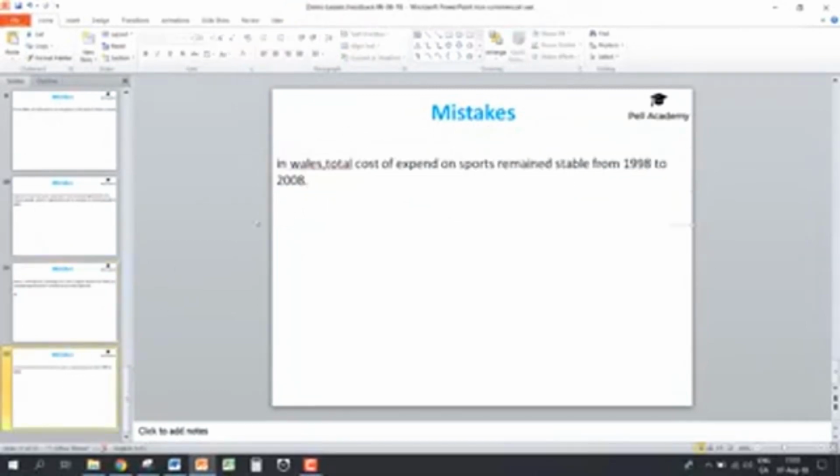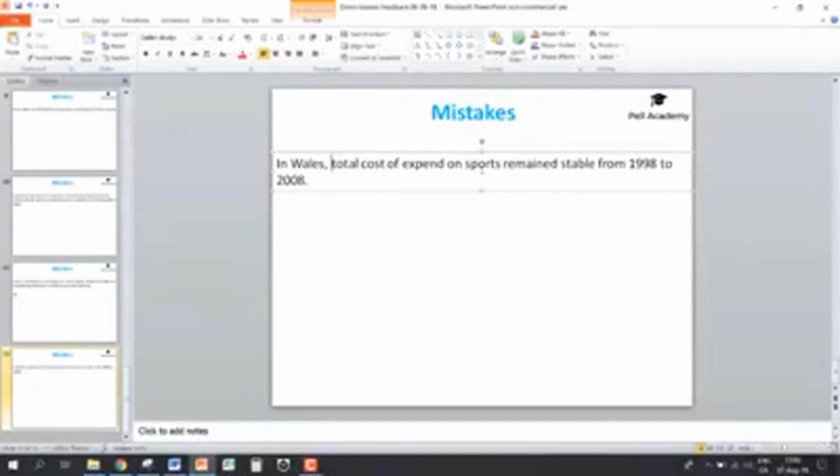Okay, so on to the last one then. So first let's just tidy up the punctuation. So first letter of the word gets a capital, first letter of a proper noun gets a capital. We always need a space after a full stop or comma. Okay, so now let's look at the actual language. In Wales, total cost of expend. So again, that's just the vocabulary is used incorrectly.